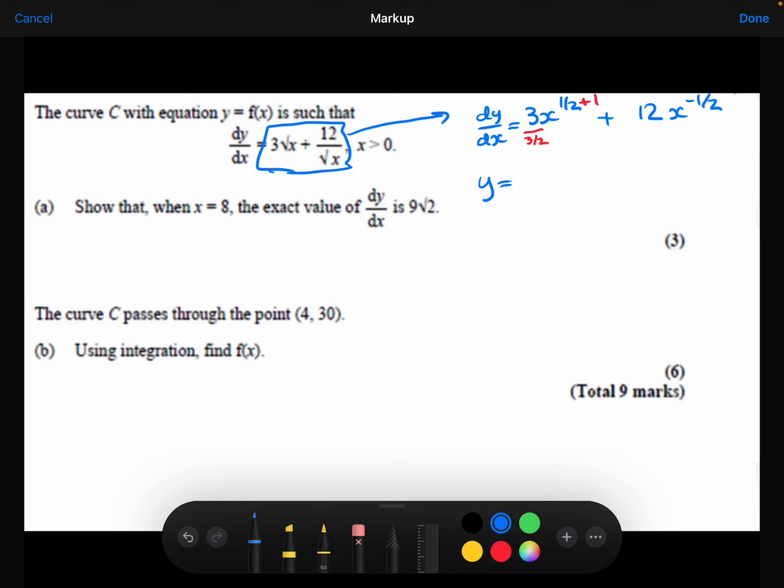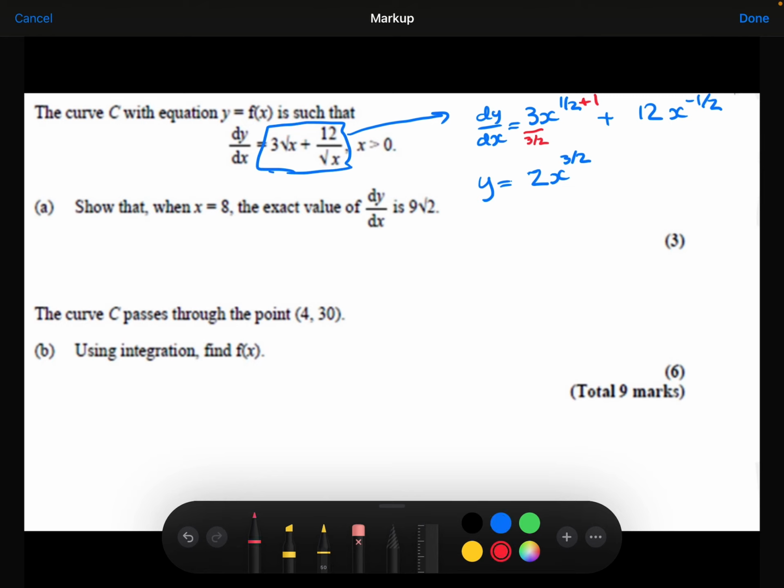So 3 divided by 3 over 2. Well, dividing by 3 over 2 is the same thing as timesing by 2/3. So if I did 3 times 2/3, I just get 2. And like I say, the half plus the 1 is 3 over 2. So 3x to the power of a half will integrate to be 2x to the power of 3 over 2.